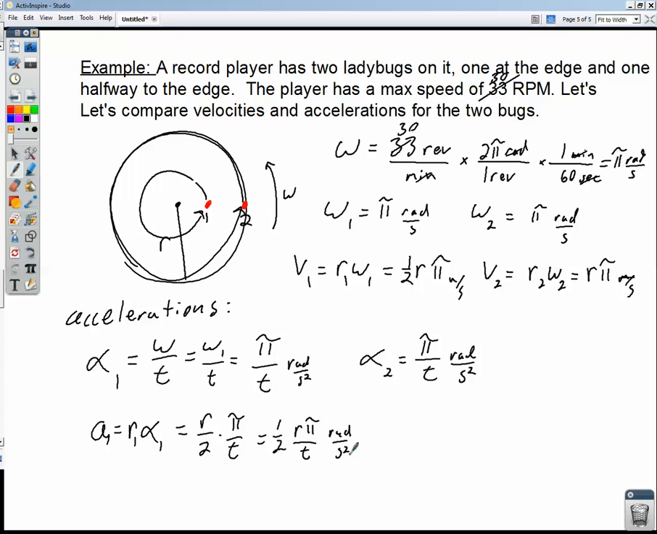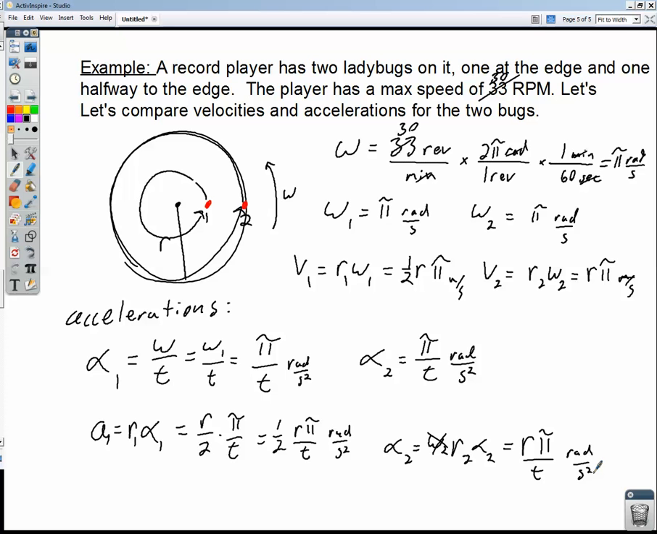And when we look at a2, sorry, that would be r2 times alpha 2. So r2 is r, the full radius, and alpha 2 is the same, pi over t. And we see the same trend that we saw with the velocity. The linear acceleration for the outer ladybug is twice as big as the linear acceleration for the inner ladybug.